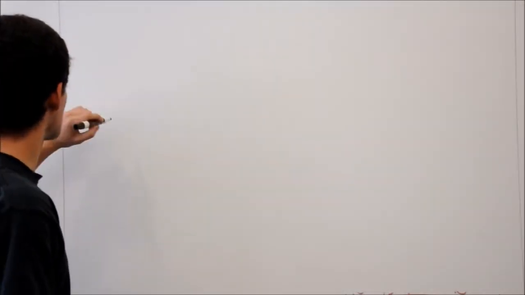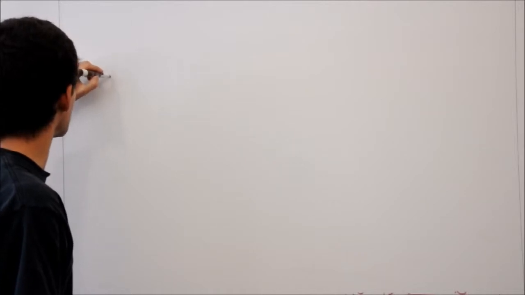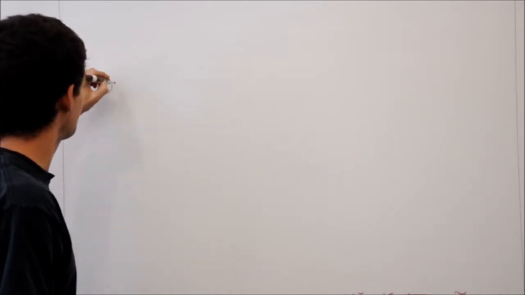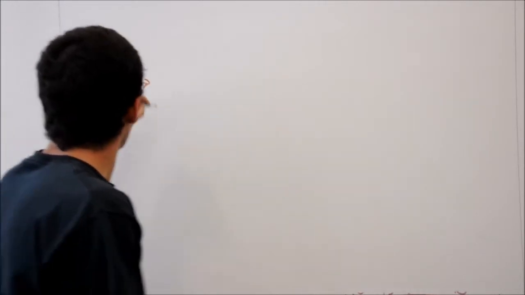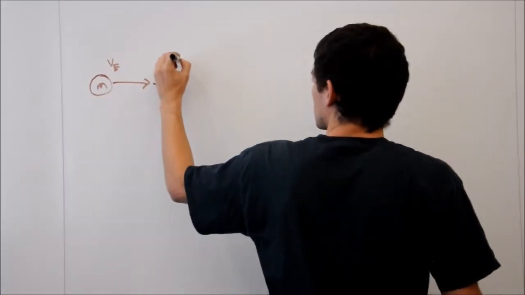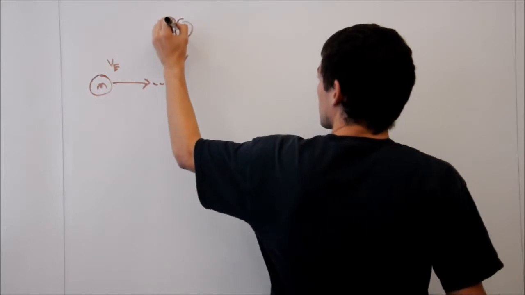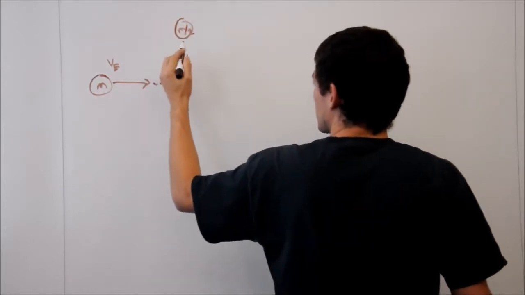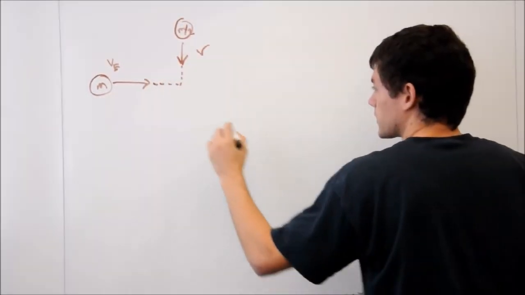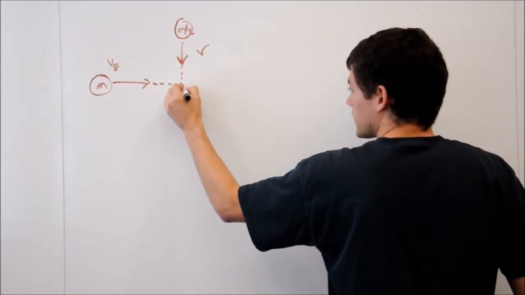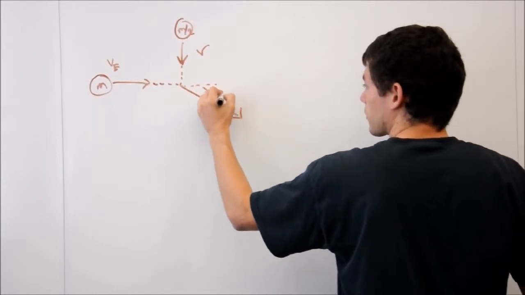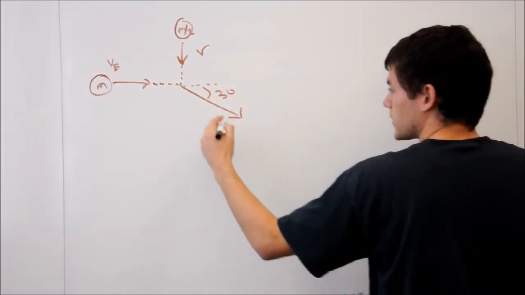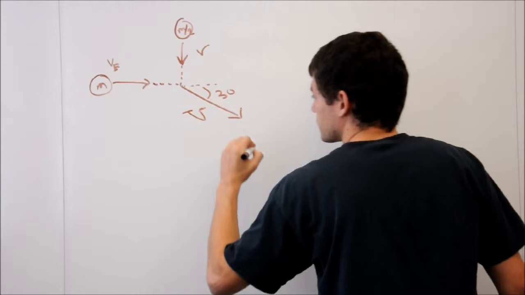So in this problem, we are already given a picture that looks something like this. We have the Starship Enterprise with mass m moving to the right with some velocity v sub e, and it is on a collision course with a Klingon ship of mass m over 2 with some unknown velocity little v. The two of them are going to collide, and then they're going to move off down and to the right at an angle of 30 degrees with the horizontal, with another unknown velocity, big V.